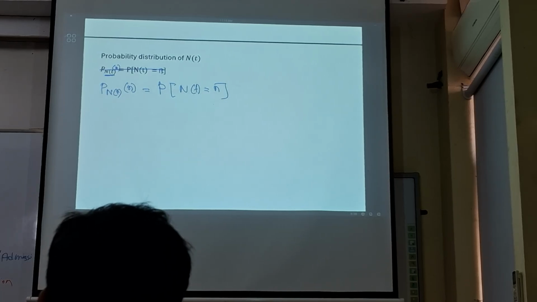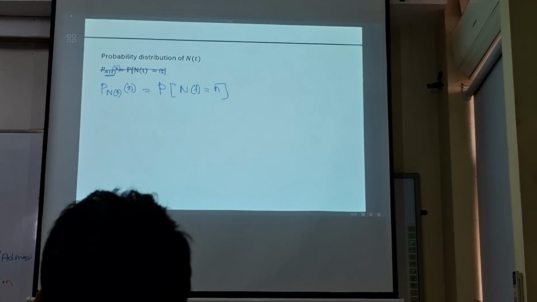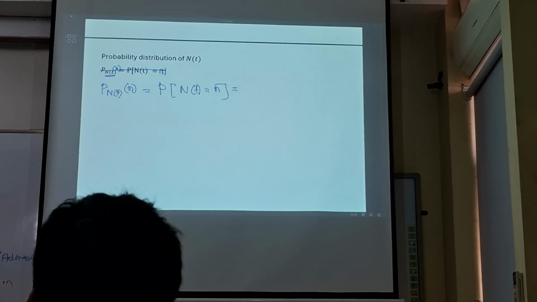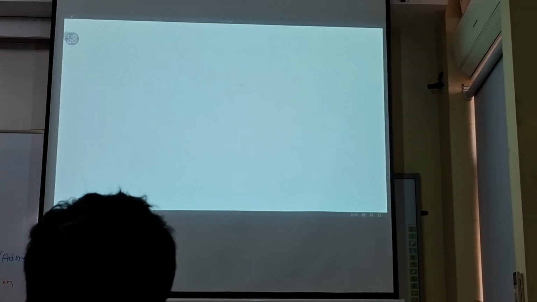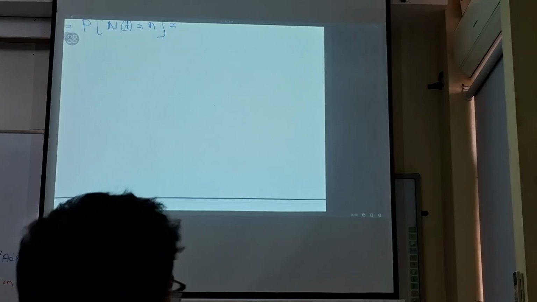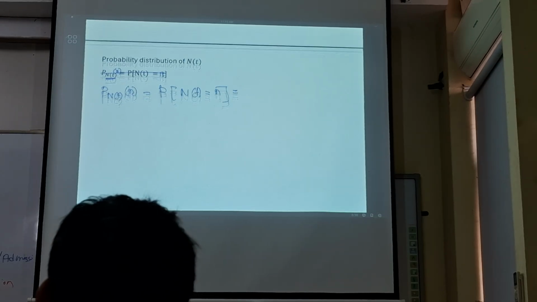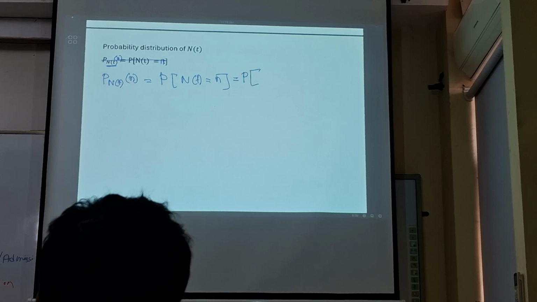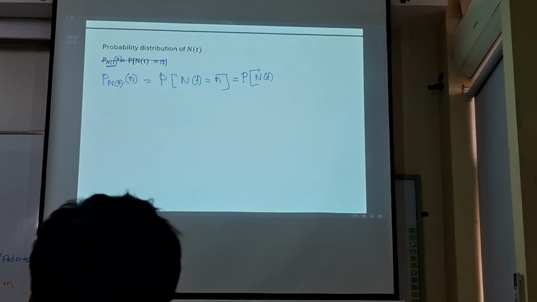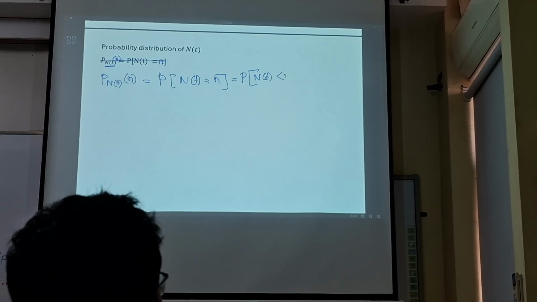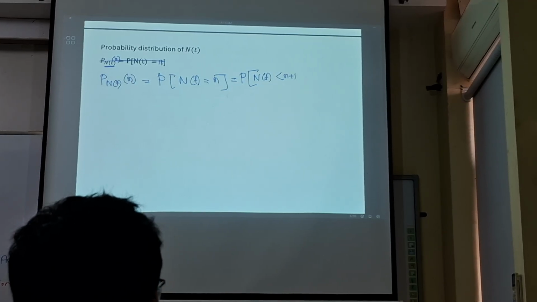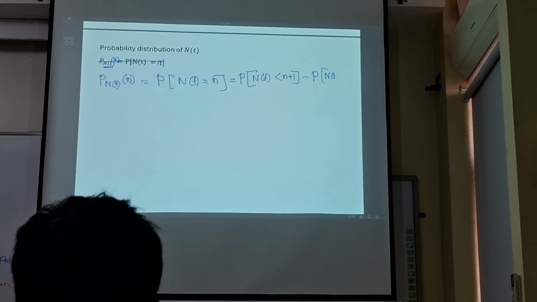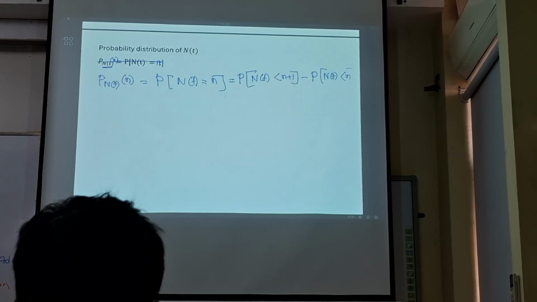Let me write it. This probability is equal to the probability that N(t) is less than n plus 1, minus the probability that N(t) is less than n. Is it okay?